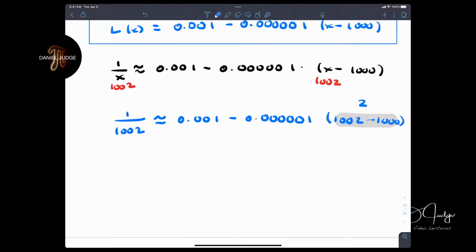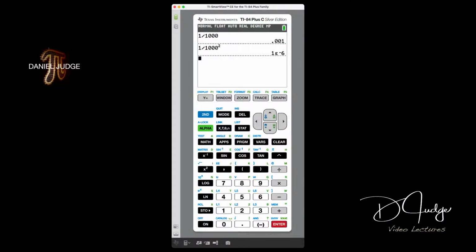So let's punch this in the TI now. 0.001 minus 5 zeros and a 1, times, really times 2. So I'm just going to go back there. Let's see if I can delete that. There we go, times 2. And this is what we're saying here now.